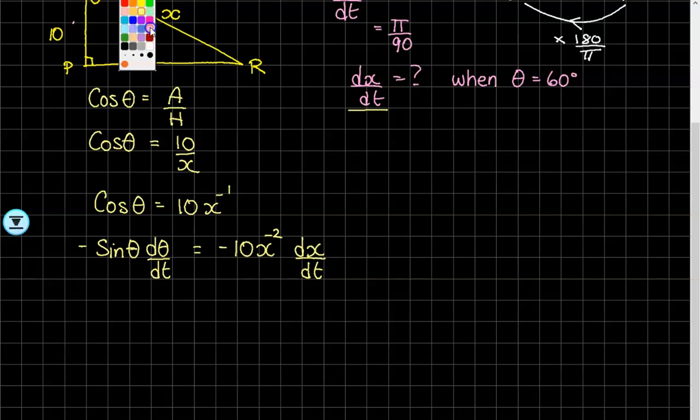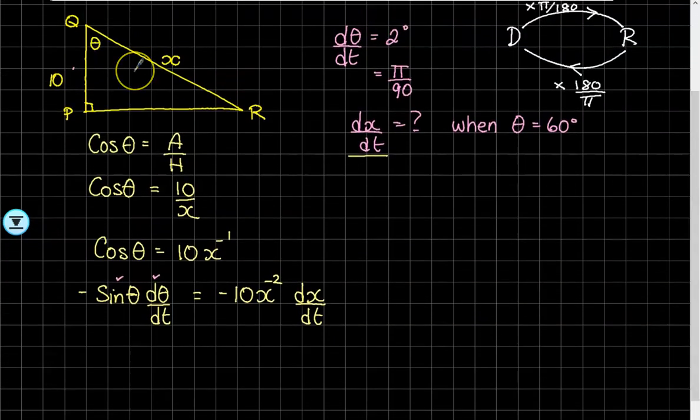So we've got this. Do we have d theta by dt? Yep, we've got that. 10 is just a number. We don't actually have x. But we can find it because we've got that theta is 60, pi on 3. So if we've got it in here, we've got cos pi on 3 equals 10 over x. Therefore x equals 10 over cos pi on 3.